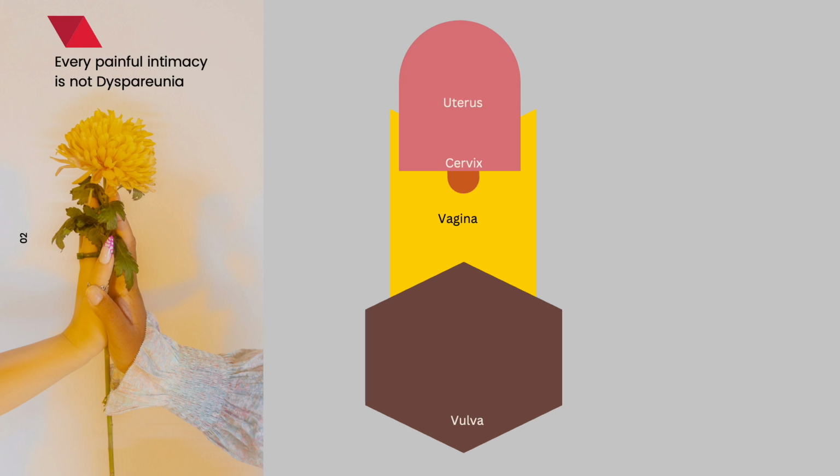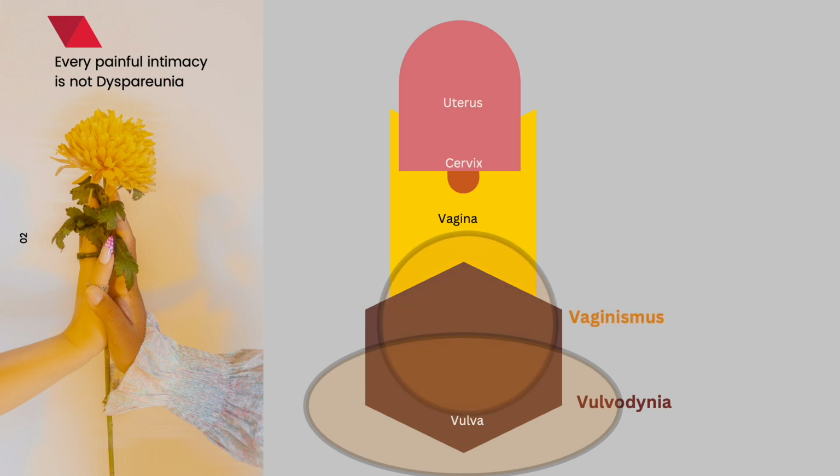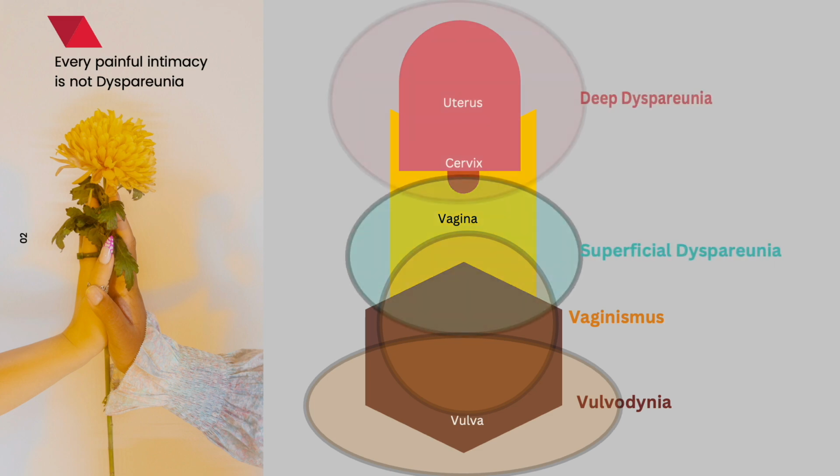This figure shows a schematic representation of the genital tract of a female. What I want you to understand is that every painful intimacy is not necessarily dyspareunia. If the pain is at the level of vulva, it's known as vulvodynia. If it is at the level of vagina, it is called vaginismus. Pain at the level of upper vagina and cervix is called superficial dyspareunia. If the pain during sexual intercourse arises from the uterus or the adnexa, it is called deep dyspareunia.